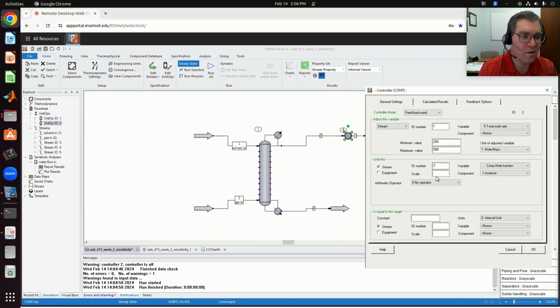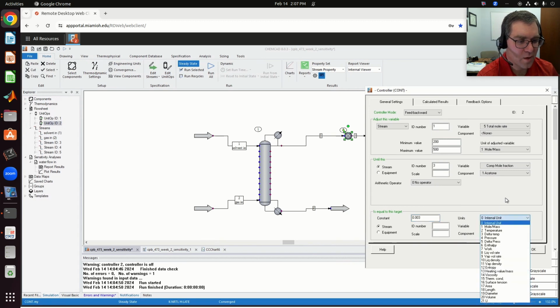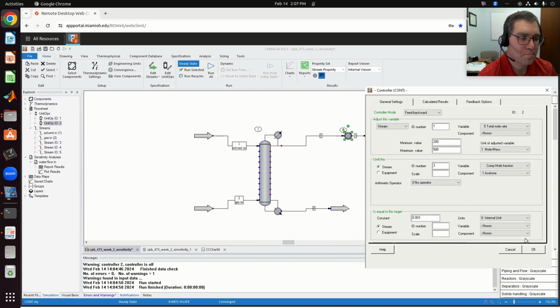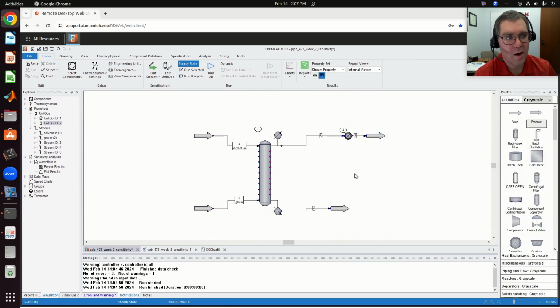I'm not going to scale the mole frac by anything. I'm not going to perform any sort of arithmetic operation in this case. But I'm going to change that flow rate until the mole frac of acetone is equal to 0.003, right? Mole frac of 0.003 should be 0.3 mole percent. In terms of units, I'll just keep that as internal units, since it's a dimensionless quantity. Click OK, and I'm going to give it a try.